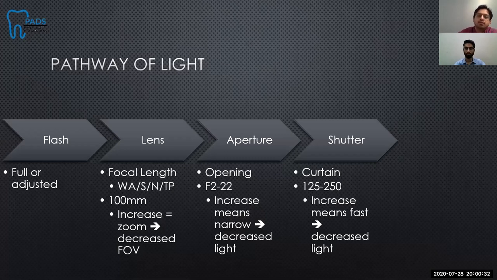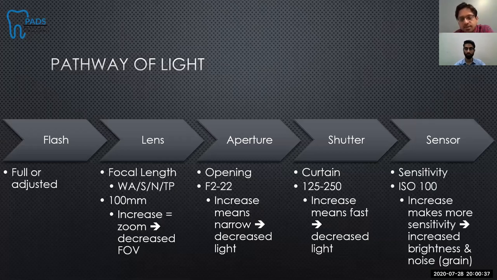And then at the end, you have the sensor whose sensitivity you can adjust. And it is expressed in ISO numbers, the lowest being the standard, 100, and then you can go 200, 400, 800, 1600, and so on and so forth. The higher you go, the more sensitive the sensor is to light.